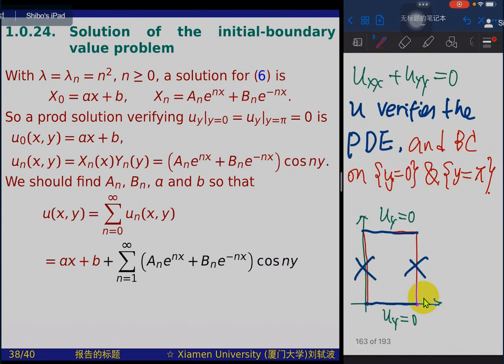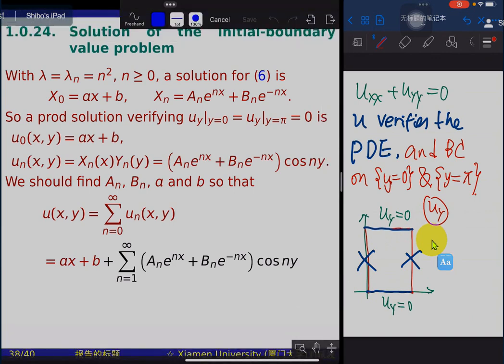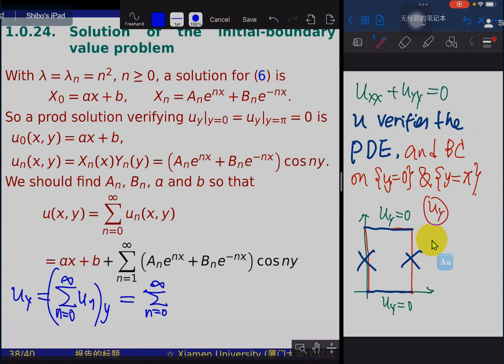Because on the top and on the bottom, you have u_y. On the top and on the bottom, boundary conditions are imposed on u_y. So you need to compute u_y. From our expression of u, you see that u_y is the sum of u_n, taking the derivative with respect to y. This assumes that we can switch the order of summation and differentiation, which allows us to write this.